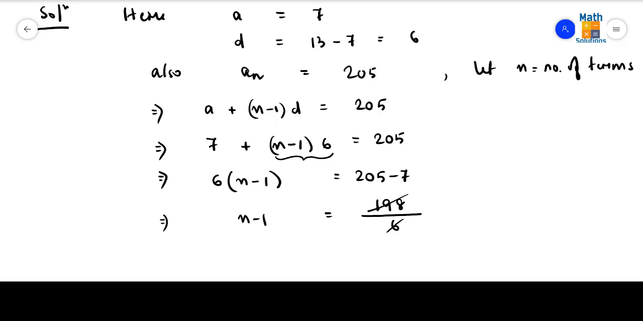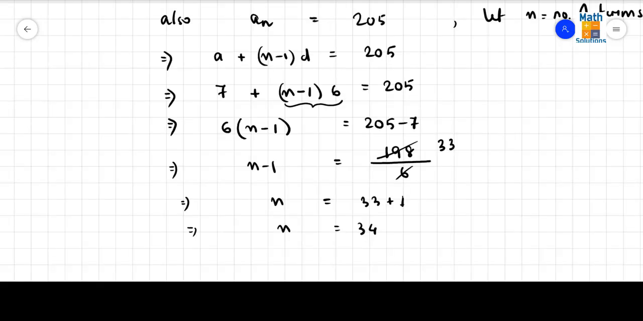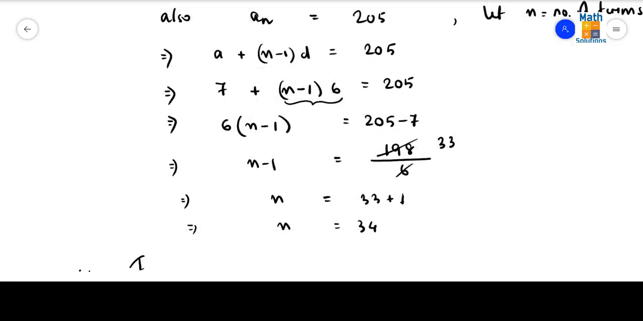So let us check what result I get. 6 times 33 is 198. So here in this case, I shall have to write n is equal to 33 plus 1. So n is equal to 34. So the number of terms of the AP is 34. Therefore the number of terms of the AP is equal to 34.